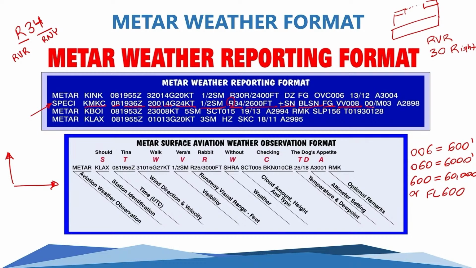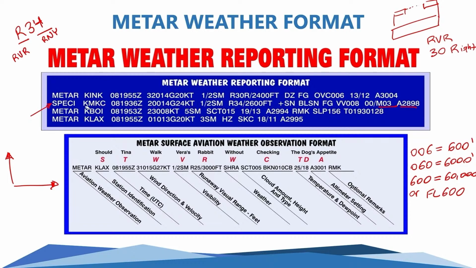Then we've got the temperature of 0, and then the M is for minus 3 degrees dew point. Okay, so they can be a negative number as well. So temperature is 0, minus 3 on the dew point, and the altimeter is 2898. Everyone good with that? All right, let's go ahead and look at the next one here.